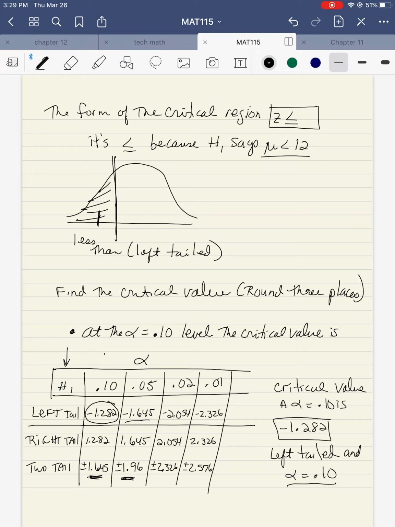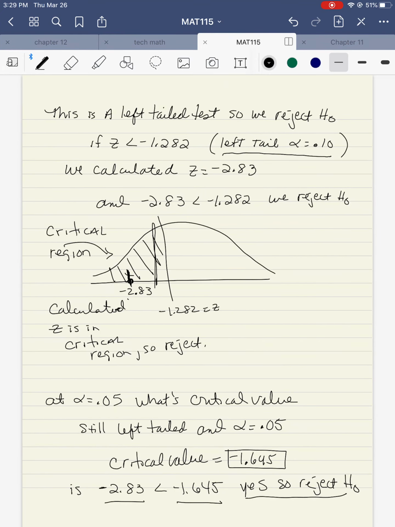Here they're giving alpha, or the level of significance, to be 0.1. So what you have to do is calculate the critical values given alpha. Notice there's really no calculations involved because alpha has different values, 0.1, 0.05, 0.02, 0.01, and it's either left-tailed, right-tailed, or two-tailed. For instance, if alpha is 0.1 and it's left-tailed, my number is going to be minus 1.282. Again, this is a left-tailed test, so you reject the null hypothesis if Z is less than negative 1.282.